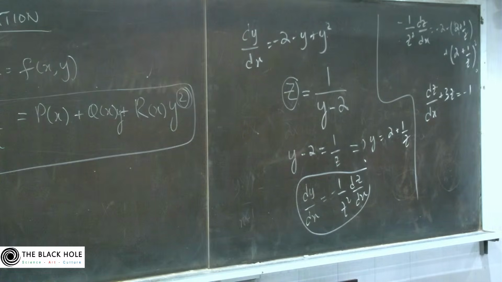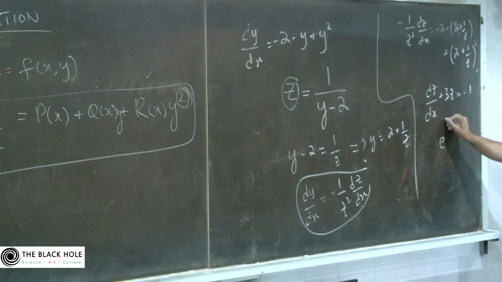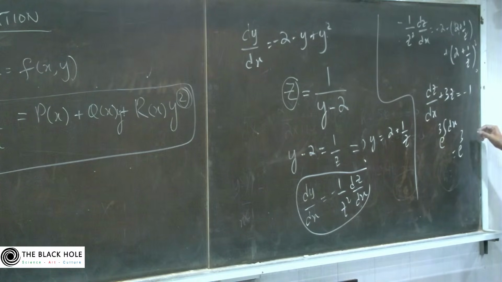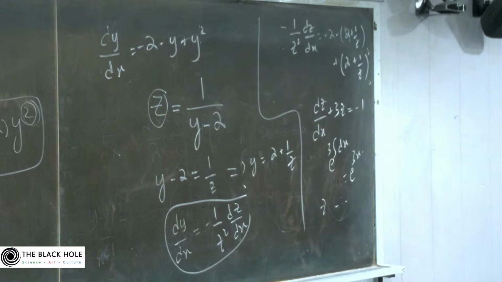What kind of equation is this? What do we call this equation? Linear equation. So for a linear equation you know that you will just have to use this. So your integrating factor will be e to the 3x, and you multiply, you will write it in terms of an exact differential, and eventually when you get an answer in z, you will plug in 1 over y minus 2 and you will find the solution.